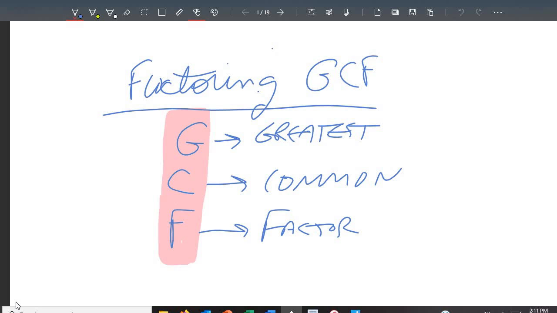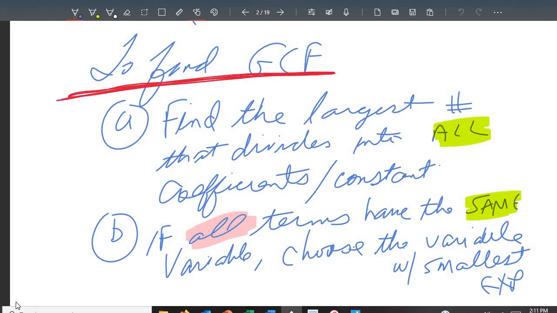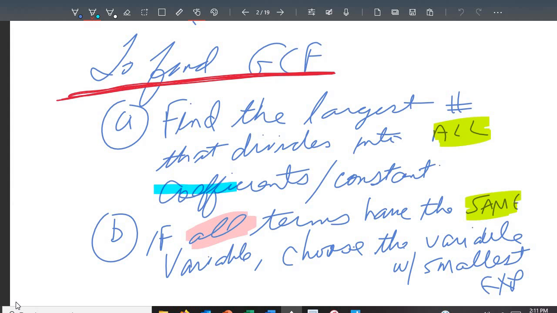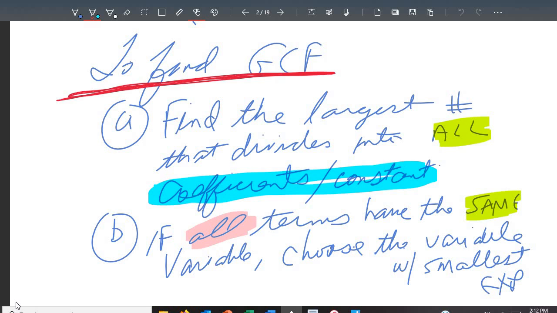Remember, factors are things you multiply together. So that's what factoring is. We're unmultiplying. There's two things you have to look at when you're doing the GCF. You have to look at the numbers in front of the variables. You have to look at the coefficients and the constants, right here. And you have to look at the variables.